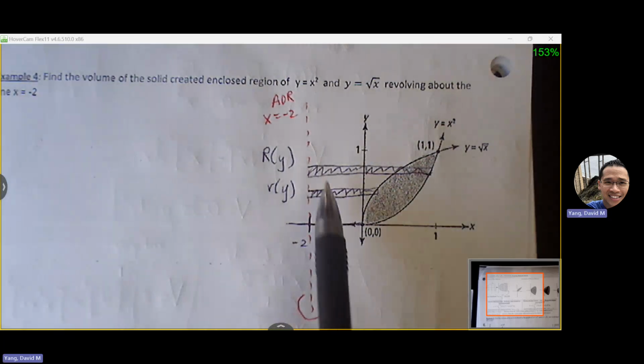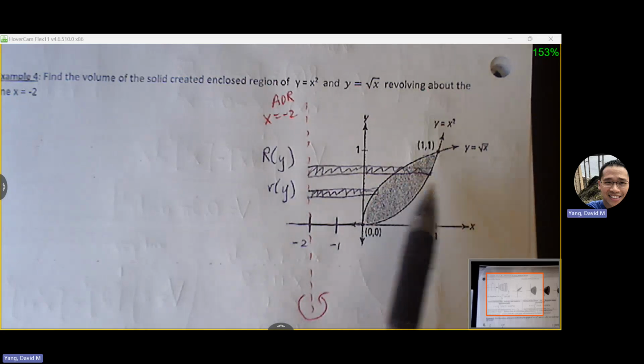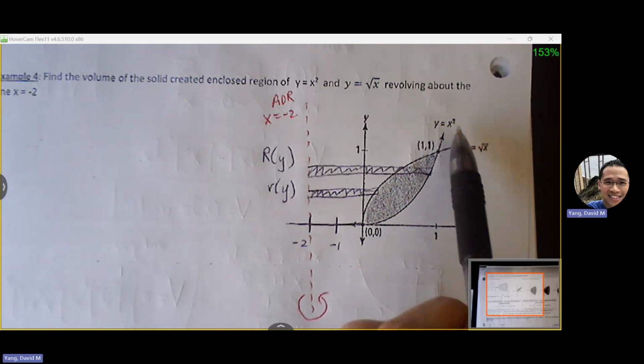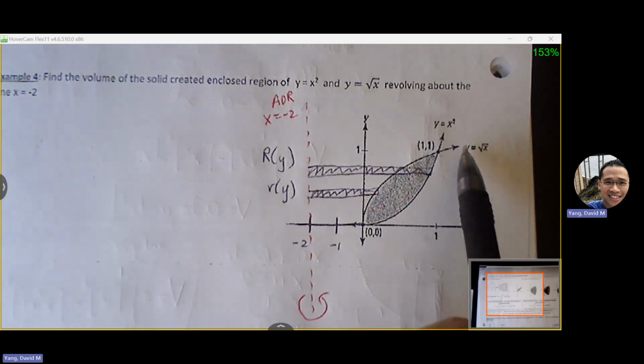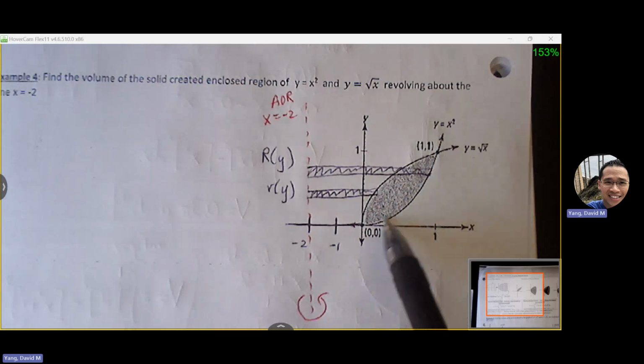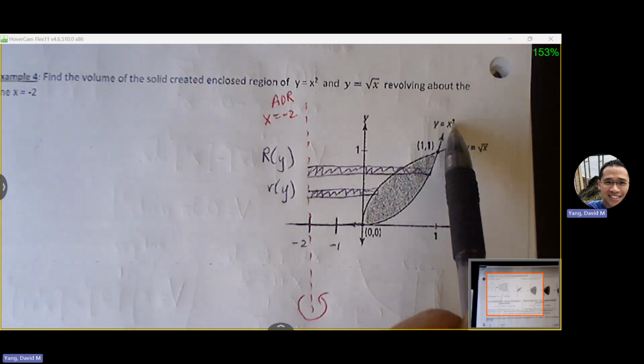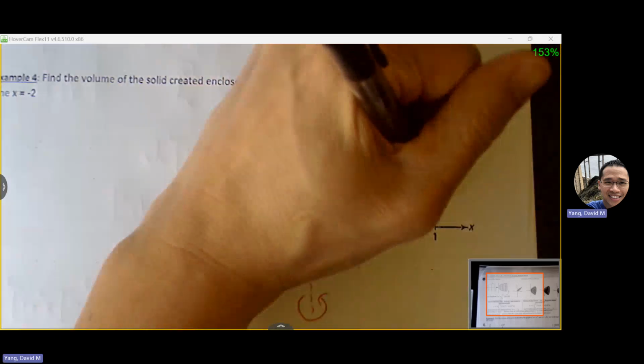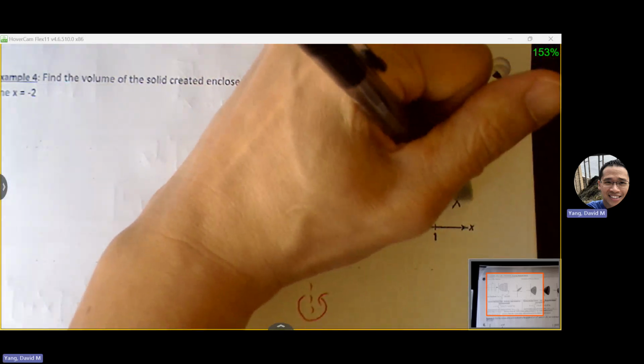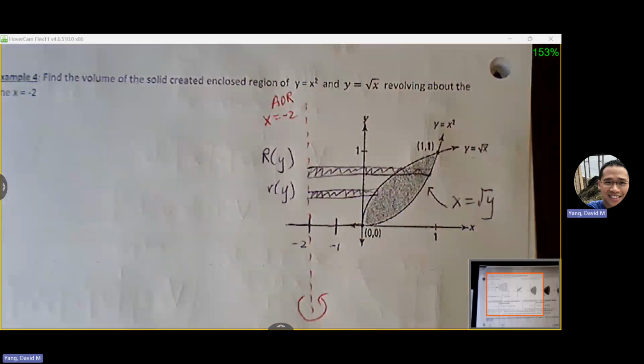The red flag that comes with anything horizontal, whether it's horizontal radius or horizontal length, is that your equations are not in the proper form. We have to take the time to rewrite it and solve for x. So this parabola is now going to be x equals square root of y, because I have to solve for x. To undo that square, I have to take the square root. So this curve is going to be x equals square root of y. Let me use a different color.